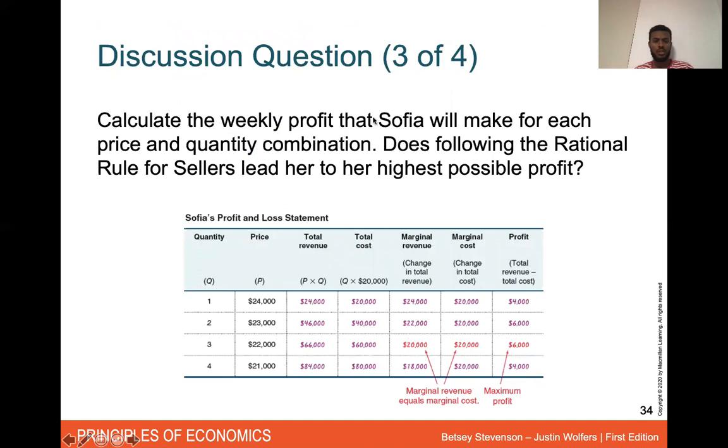All right, calculate the weekly profit that Sophia will make for each price and quantity combination. Does following the rational rule for sellers lead her to her highest possible profit? Again, you could do this on your own if you want. You probably have problems like this on Macmillan online, but you'll see that it does lead her to reaching her highest profit.